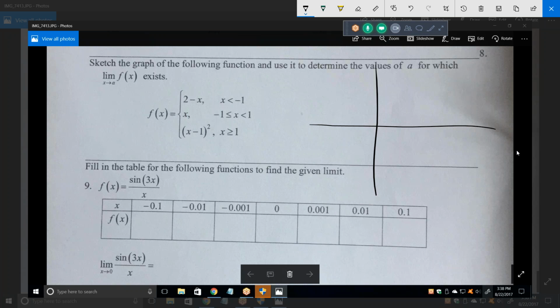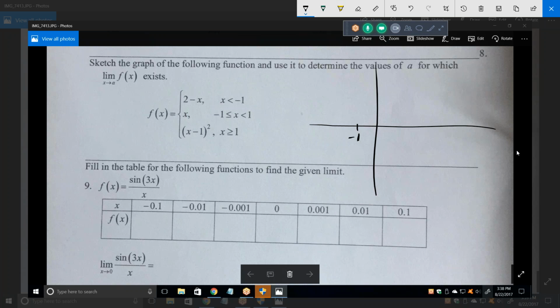This is always where you start, upper right-hand corner, and then you work your way down this way. Okay? So, when x is less than -1, what is the function? 2 minus x. All right. So we don't need a vertical asymptote here, but I'll label -1.